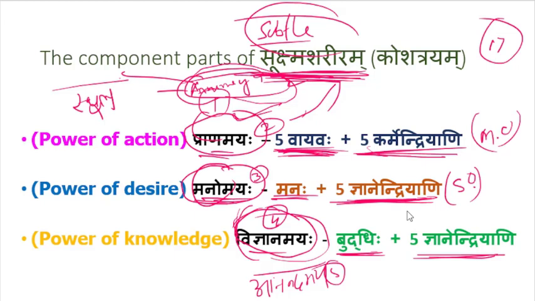This explanation you can see only in Vedanta Sara. The main source of the Panchakosha theory is in the Taittiriya Upanishad, under Brahmananda Valli. There are 3 Vallis in the Taittiriya Upanishad: Shiksha Valli, Brahmananda Valli and Bhrigu Valli. Brahmananda Valli is in the second section.